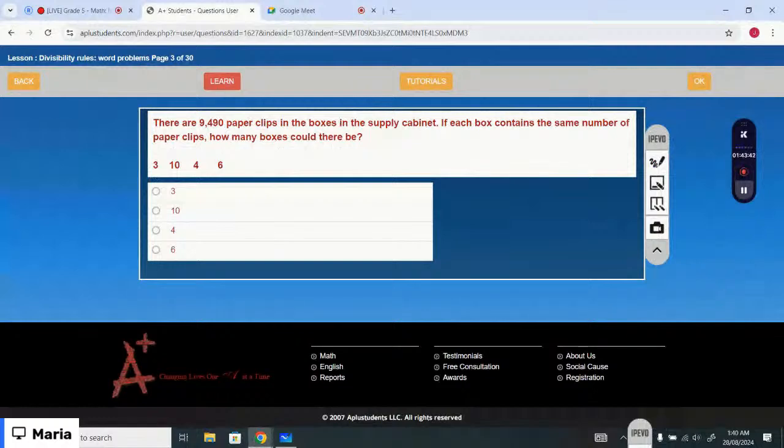There are 9,490 paper clips in the boxes in the supply cabinet. If each box contains the same number of paper clips, how many boxes could there be? So you need to see which number 9,490 is divisible by. So 10 it is. The correct option is 10. 9,490 is divisible by 10. So the correct option is 10.